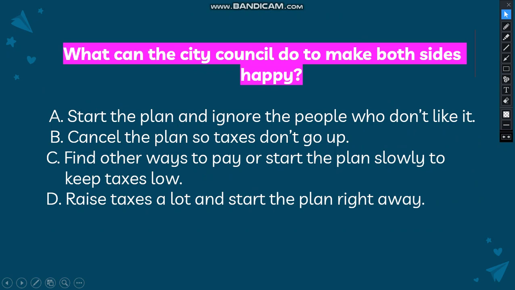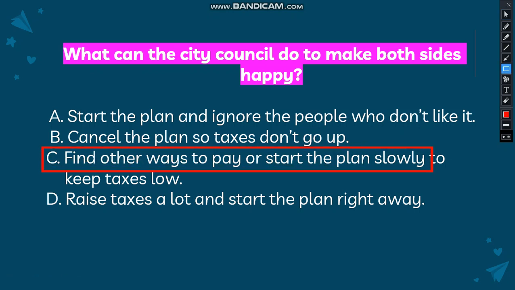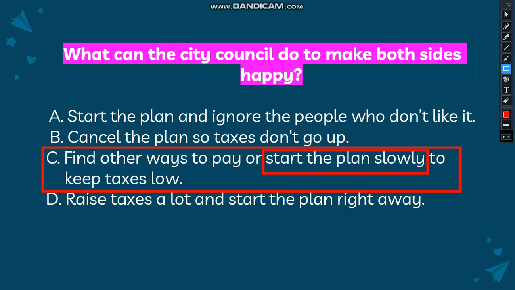So now our critical analysis to answer this question is that the appropriate answer is C: find other ways to pay or start the plan slowly. If they impose the taxes suddenly, people will be unhappy. But if they start the plan slowly and keep the taxes low in the beginning, this will be acceptable for people. The text doesn't mention this, but through our analysis we were able to answer this. So these kinds of questions are called critical questions.